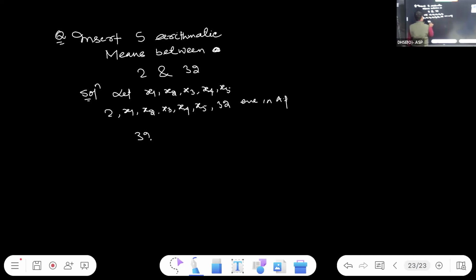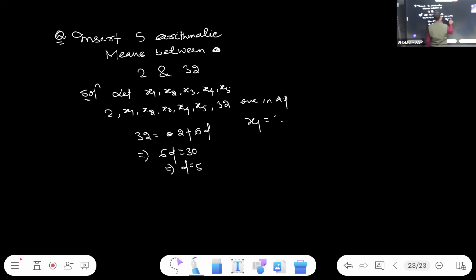32 is equal to a plus n minus 1 d, that is 2 plus 6d. So 6d is equal to 30, which implies d is equal to 5. If d is equal to 5, then x1 will be 2 plus d, 2 plus 5, that is 7. x2 will be 2 plus 2d, that will be 12, then 17, then 22, then 27. These are the five arithmetic means.